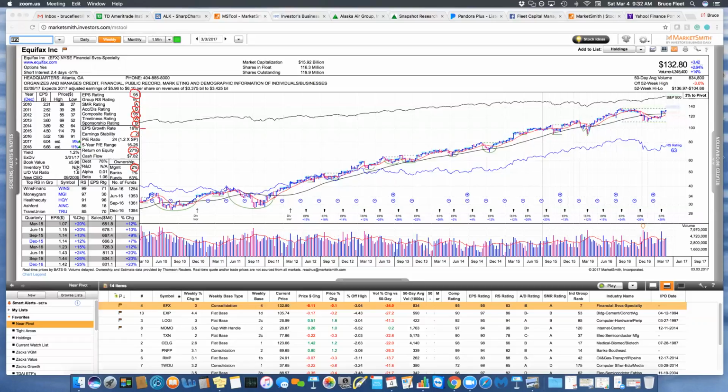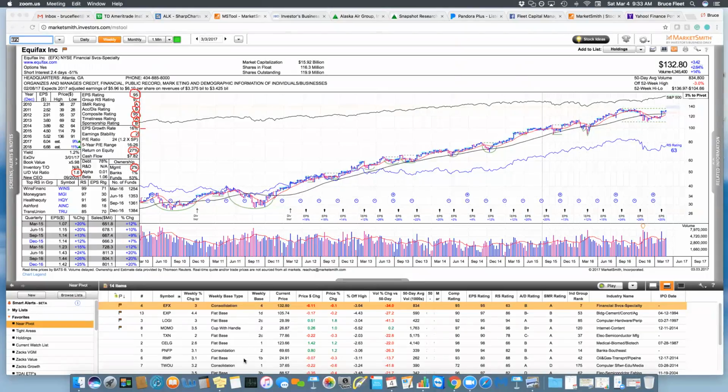I'm going to look at the up-down ratio. What that's looking at is the volume when the stock goes up versus the volume when the stock goes down. Anything above 1 is strong. 1.6 is very strong. So again, this came up on one of my screens, and now I'm just going through my technicals to say, is this a stock I want to buy?